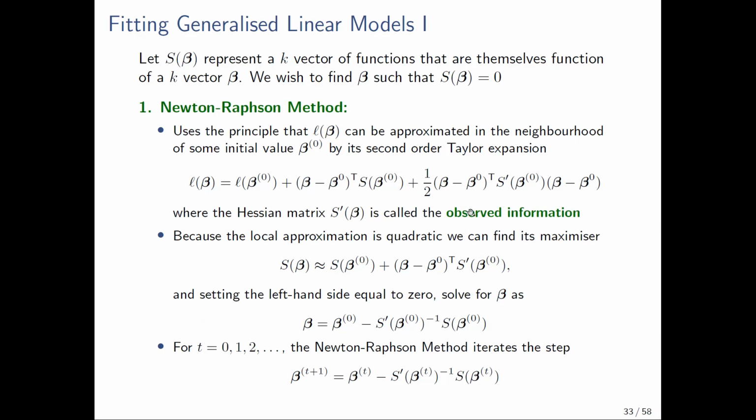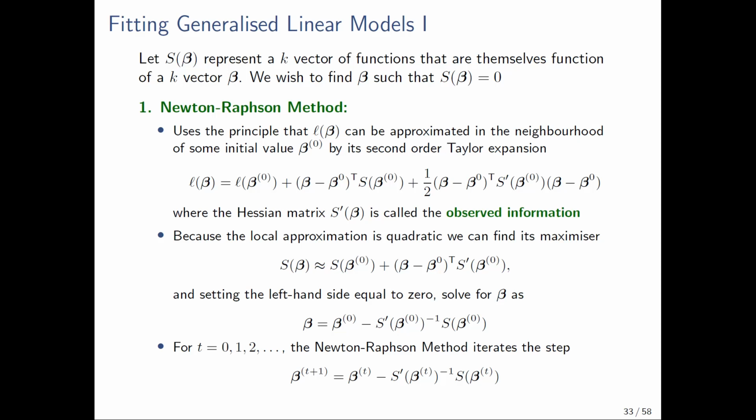And I'm going to go through the fitting algorithms very quickly. I don't need you to understand these in detail. I really need you to understand the principle, that's all. So let's look first at the problem. The problem is we have a vector of functions s of β, the score, and we want to find the β that sets it equal to 0.